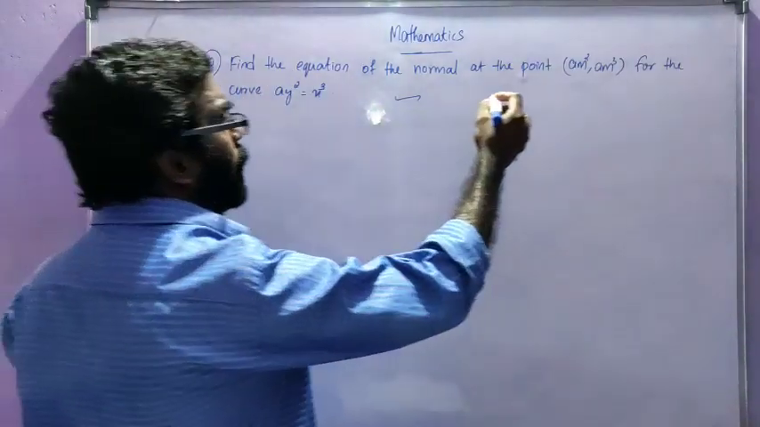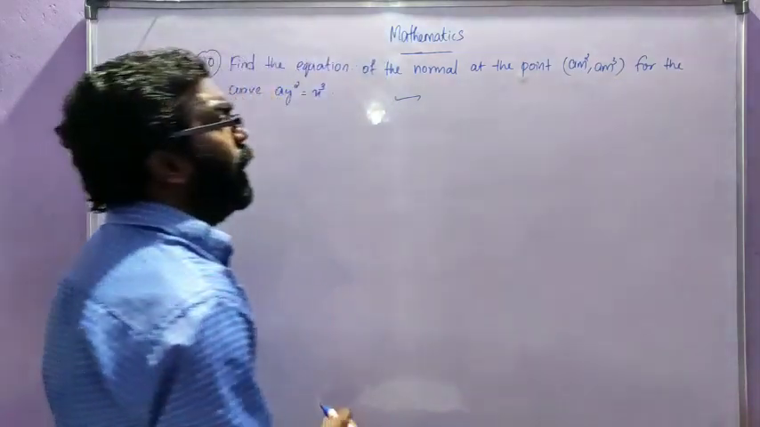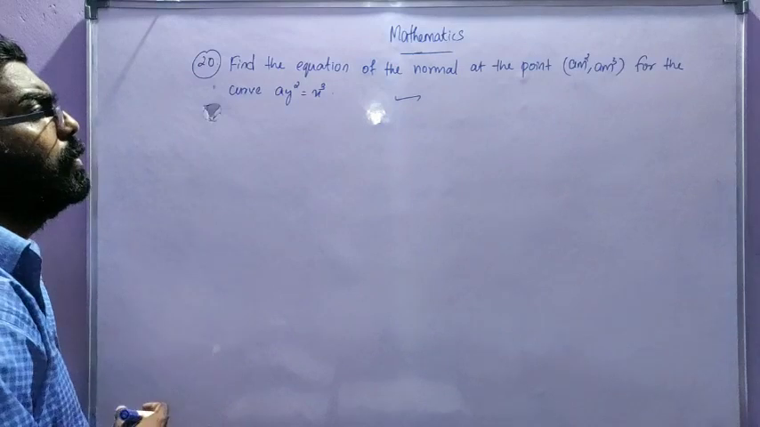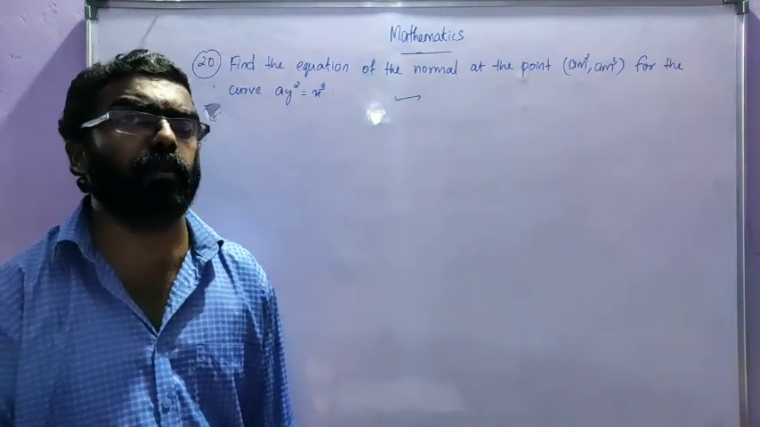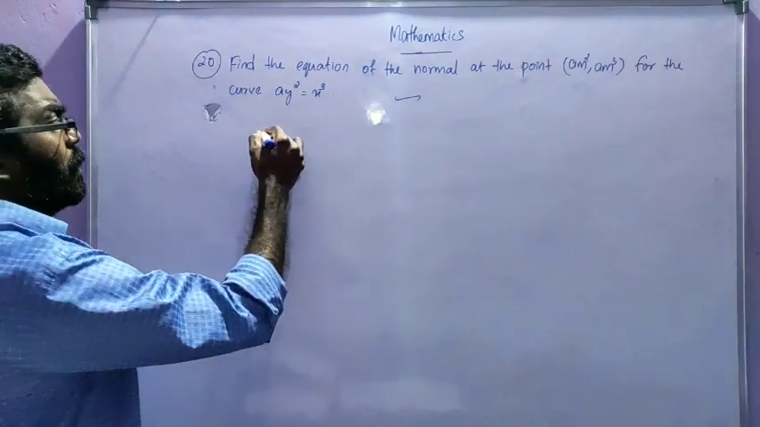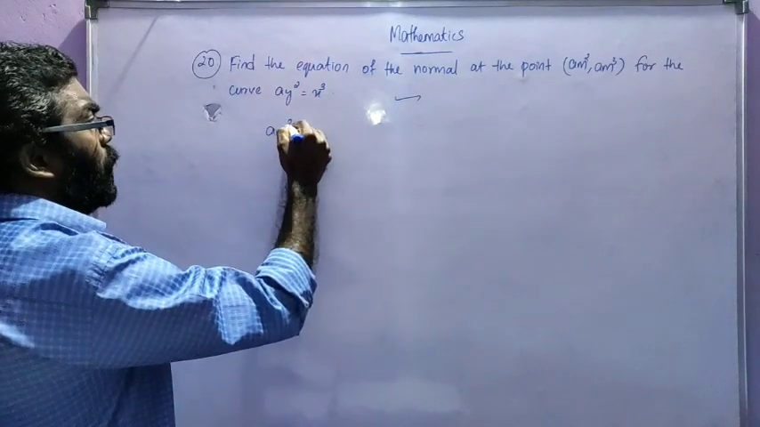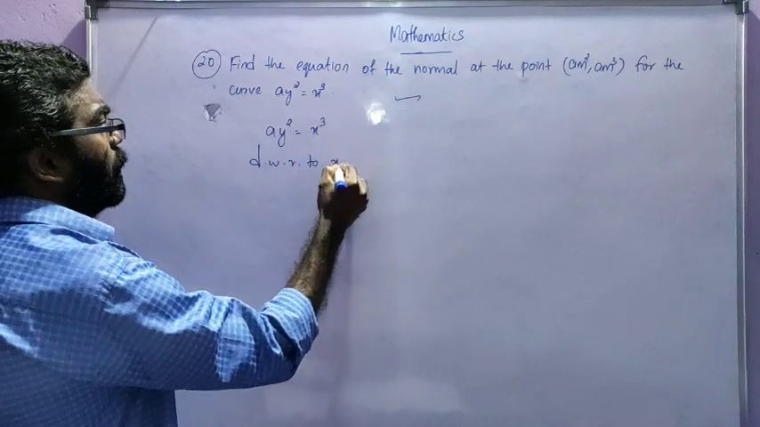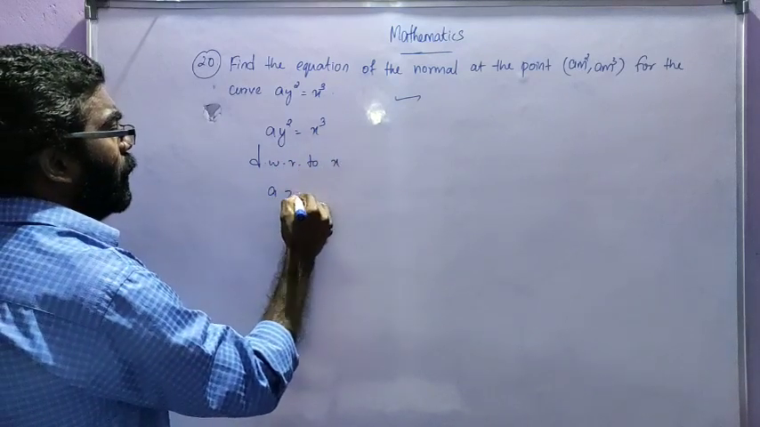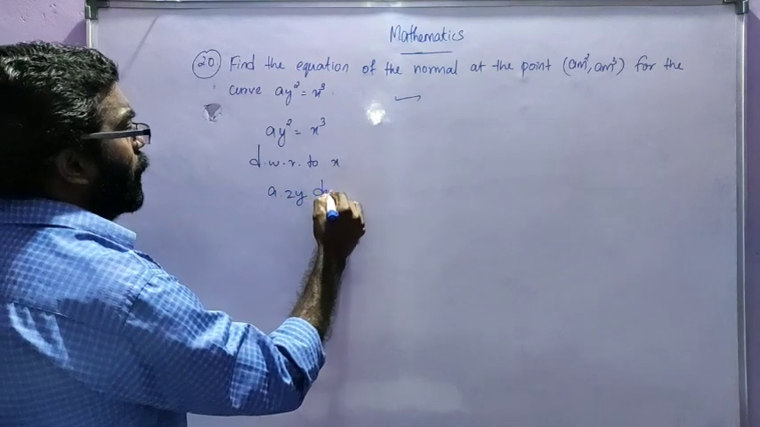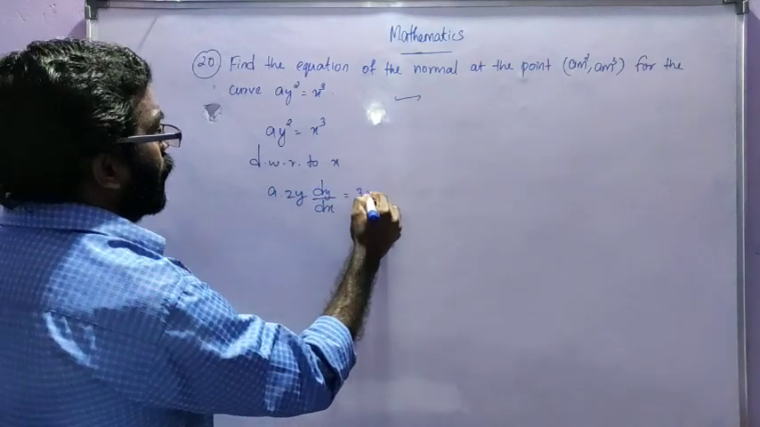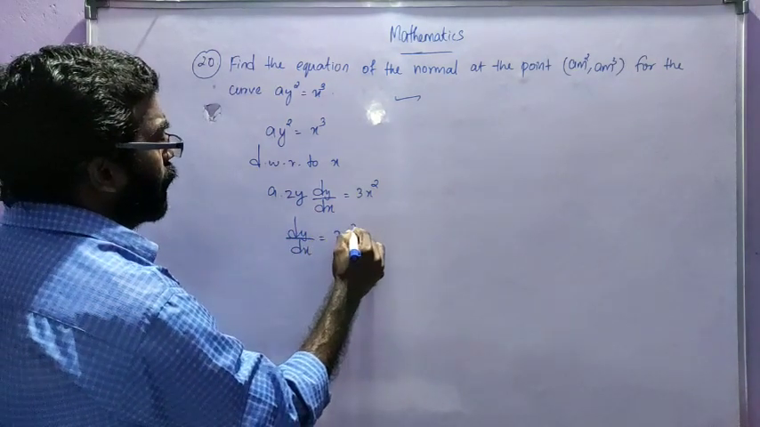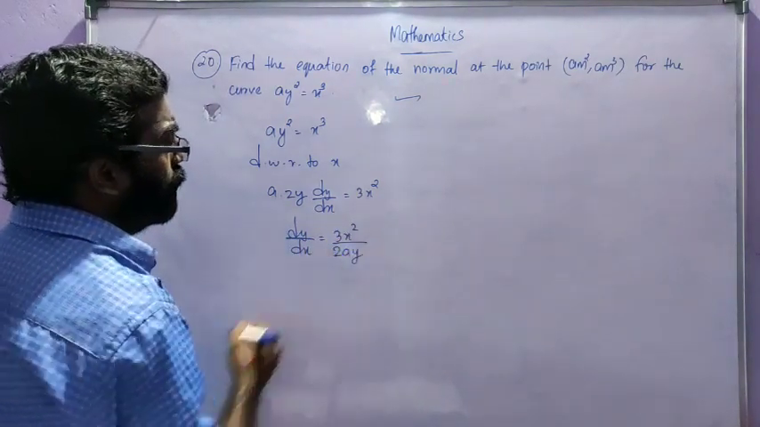Find the equation of the normal at the point am square comma am cube for the curve a y square is equal to x cube. Okay, here we have to write the equation of the normal. So first of all, we can find the derivative. Ay square is equal to x cube. We can differentiate with respect to x. A into 2y into dy by dx, which is equal to 3x square, or we can write dy by dx is equal to 3x square divided by 2ay.